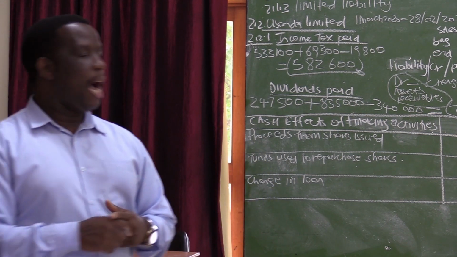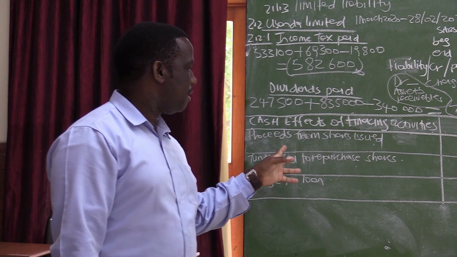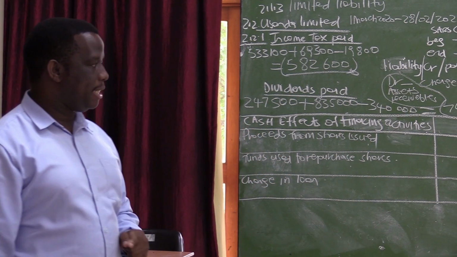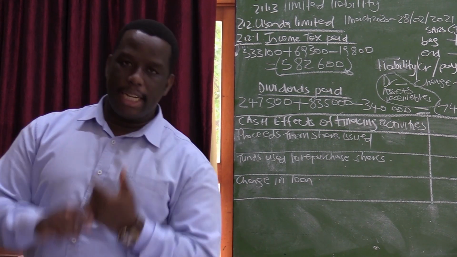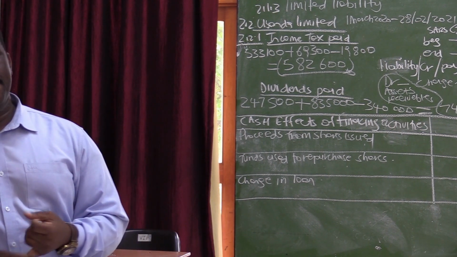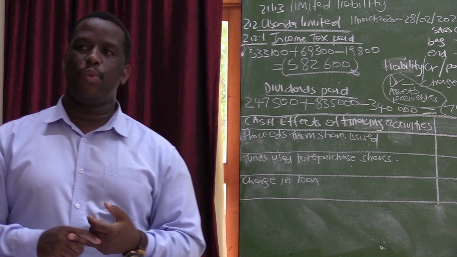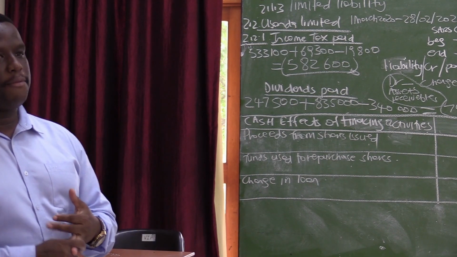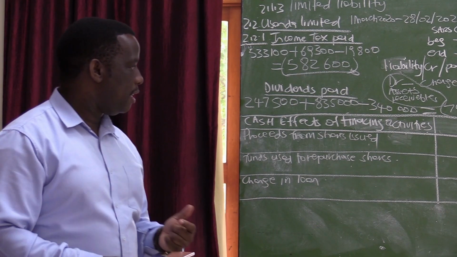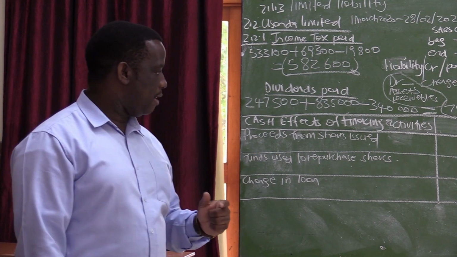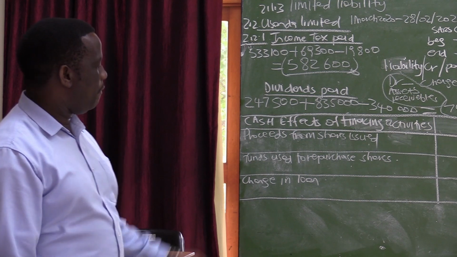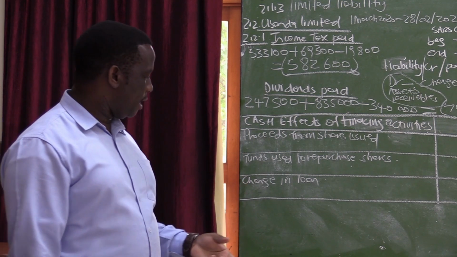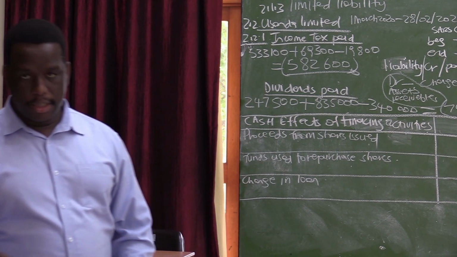And how is the company financed? That is the cash effect of financing activities. The company is mainly financed by the shares, the issuing of shares, and secondly, when that money that we get from the sale of shares is not enough, we then take out loans. So that is why under financing activities, you will have your proceeds from shares issued, you will have your funds used to repurchase shares, and you will have your change in loan.